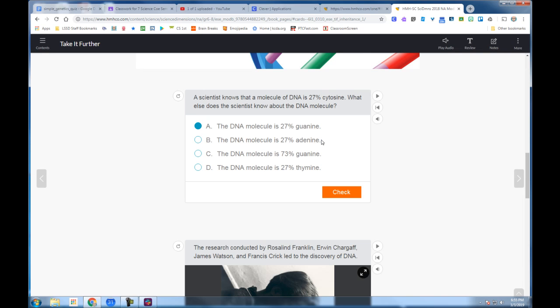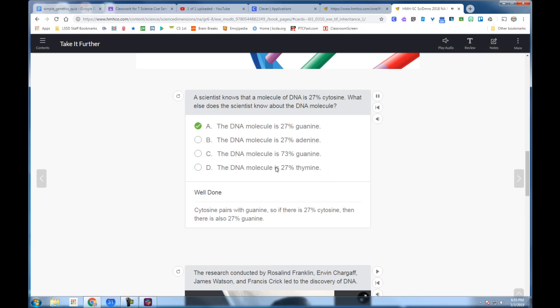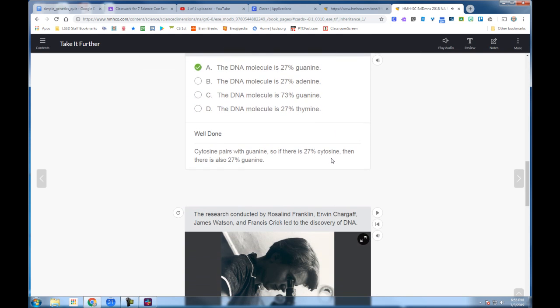We would then be able to subtract the difference between what's left over to get the adenine and thymine. Okay, so there's 27% cytosine and 27% guanine. You add those together, you get 54%. And then what's left over is 46%. You'd have to cut that in half, 23%. I don't see that listed, so let's check. Well done. We did it. We did the math.